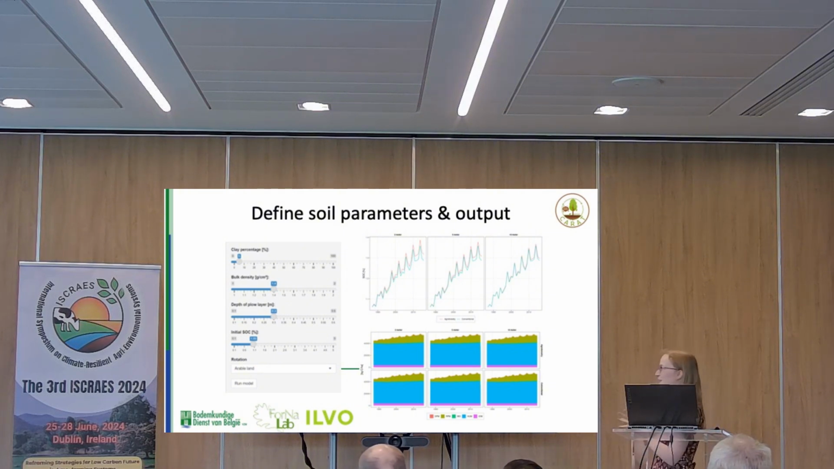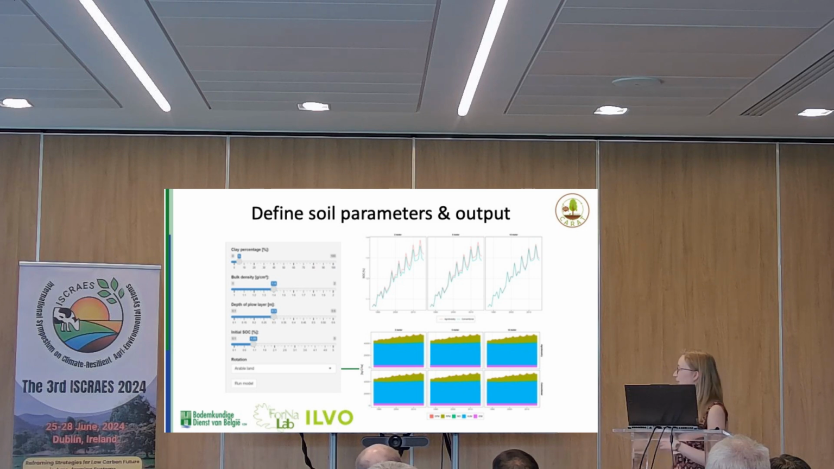So then we will go back to our online interface. In the next step, you can define some additional soil parameters that will be used as input of the Roth-C model. Also, you can define here if it's arable land or grassland as additional parameter. Okay, then what you can see here is the first type of output that will be generated.